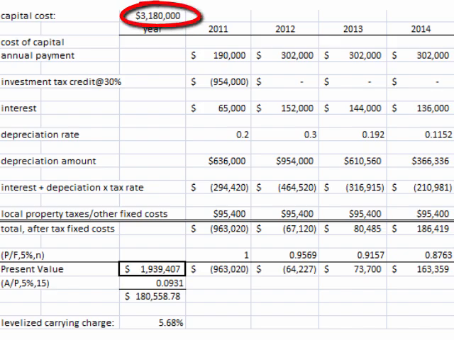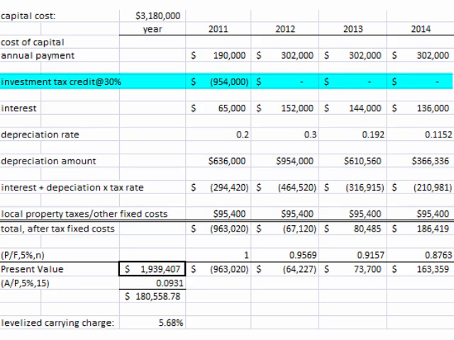$3,180,000. You'll see there on the first row the annual payment back to the bondholder at 5%. This payment's about $301,000 per year. The next row down, you'll see the investment tax credit at 30%. This provides the investor about $900,000 credit on the income taxes for the first year.